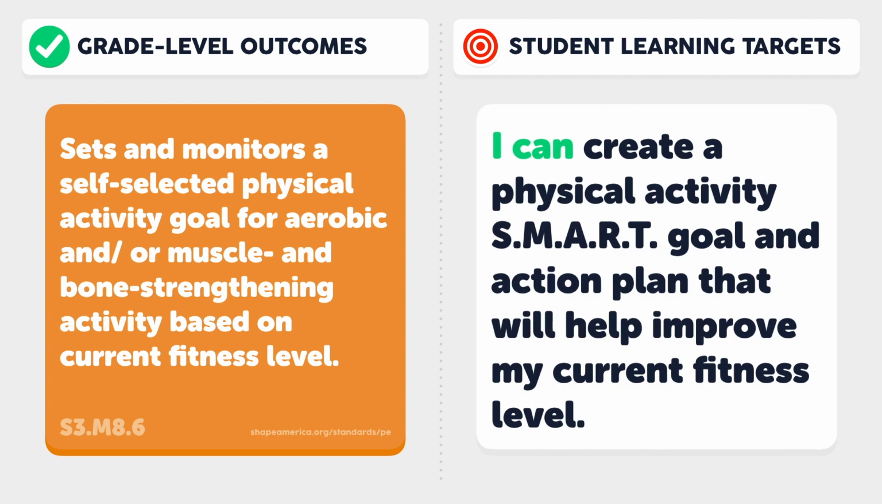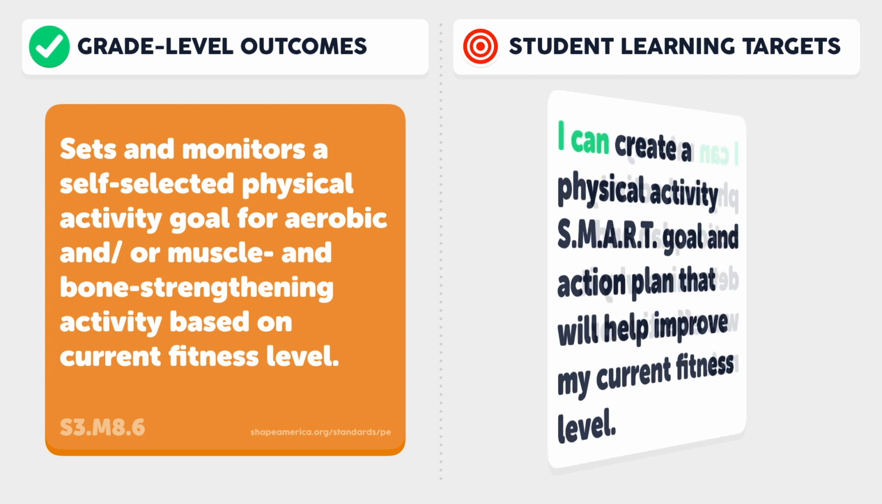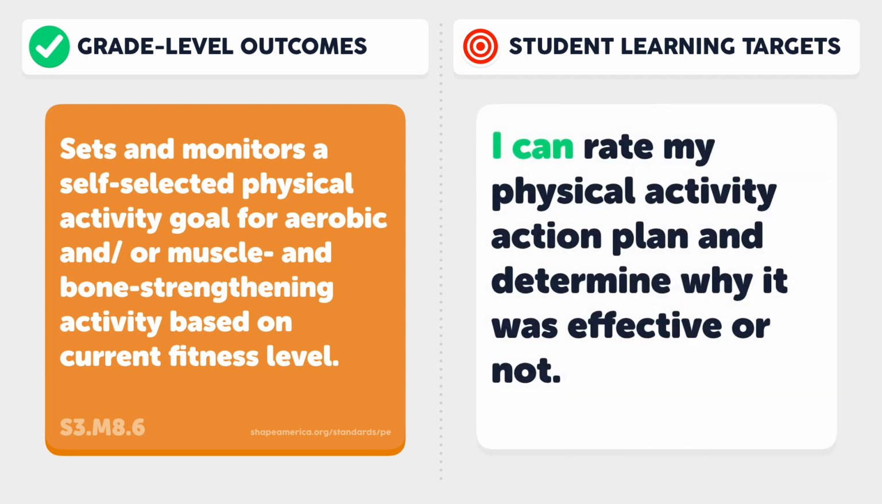I can create a physical activity SMART goal and action plan that will help improve my current fitness level. I can rate my action plan and determine why it was effective or not. Again, pay attention to the language and how it's different than the language in the grade 2 examples, yet still very appropriate for middle school learners. Also, you may have noticed that the verbs that I use in the student learning targets all promote higher order thinking.